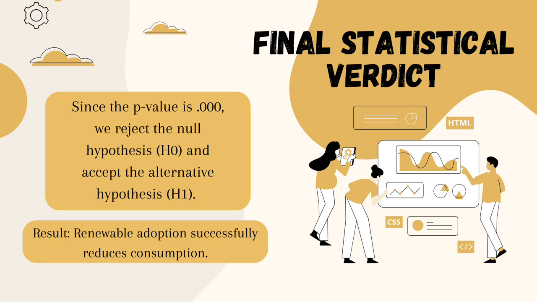In conclusion, because our p-value is 0.000, we reject the null hypothesis H0 and accept the alternative hypothesis H1. Our data provides strong evidence that renewable energy adoption successfully reduces average monthly electricity consumption. This supports the promotion of renewable sources, not just for environmental health, but for improved energy efficiency in households.